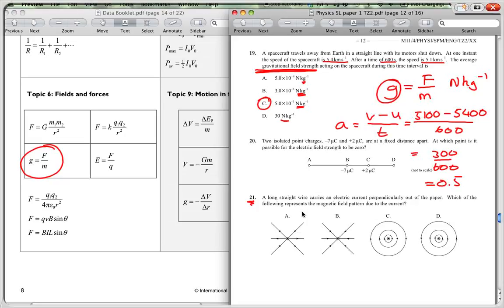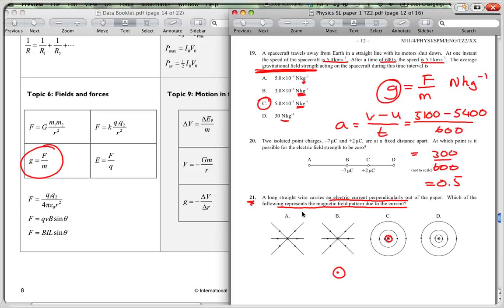Question 21. A long straight wire carries an electric current perpendicularly out of the paper. Which of the following represents the magnetic field pattern due to the current? Now, to find the direction of the magnetic field for a current in a straight conductor, we use our right hand and we put the thumb of our right hand in the direction of the current. Now, notice here you've got a dot with a circle. When you have a dot and a circle, that means that your current is coming out.